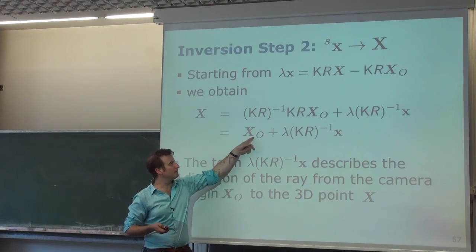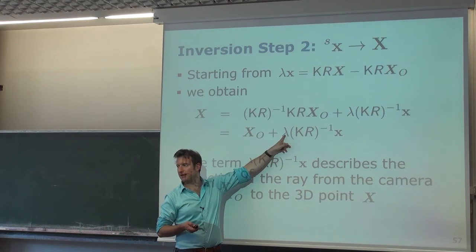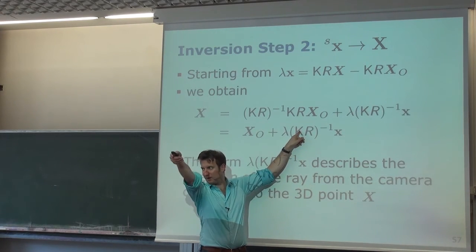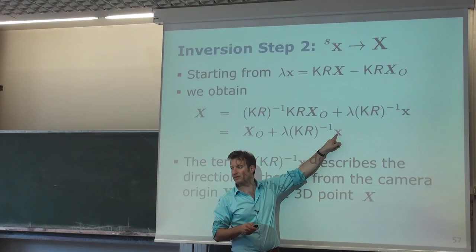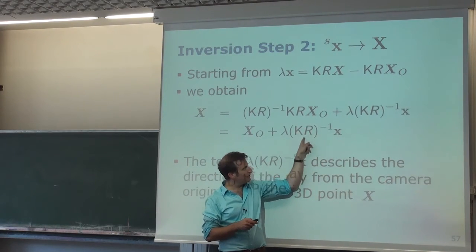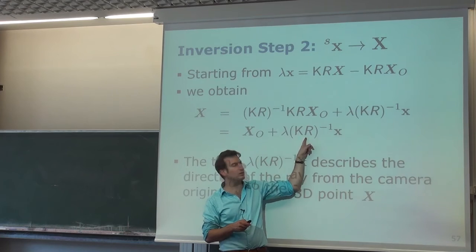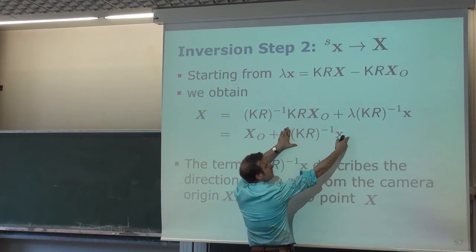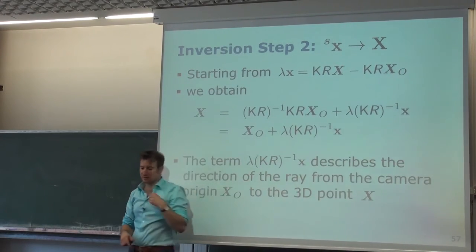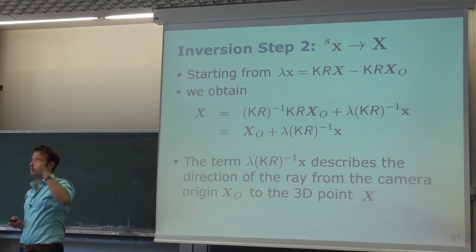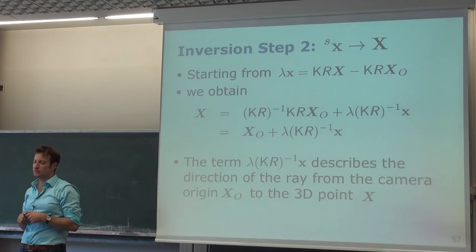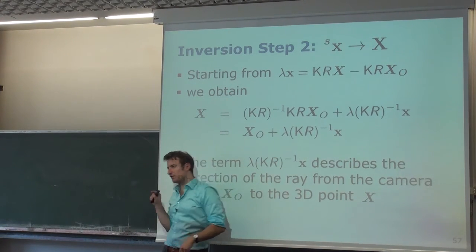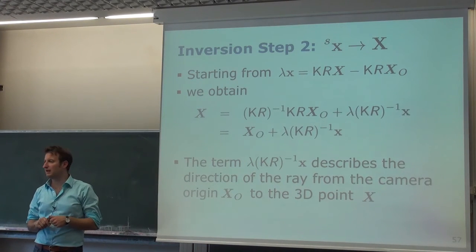Starting point of the line plus the scalar. This gives me the direction where the line goes to, and this depends on the parameters of my camera, where the camera is looking to, and which pixel I'm actually considering. So this block over here, the whole block, including the x, describes the direction of the ray which passes through my image point. So just with kr inverted times the pixel coordinate, I actually obtain the direction in which the point lies in the 3D world.